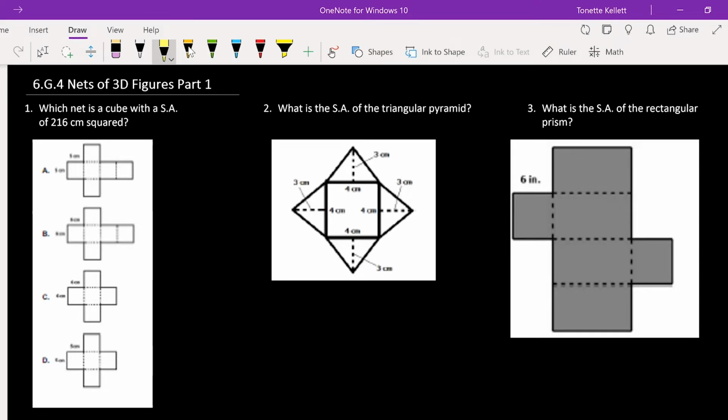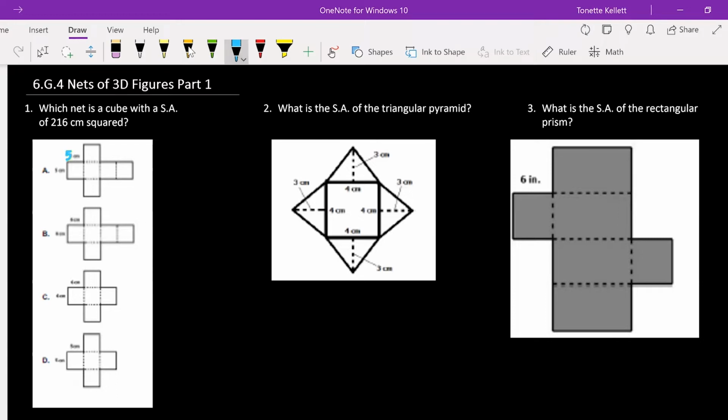Now, a common question is recognizing which nets will or will not fold into a cube, like number 1. So we're going to take a look at number 1. Which net is a cube with a surface area of 216 centimeters squared? Okay, you can't see this very well, so I'm going to write over it.